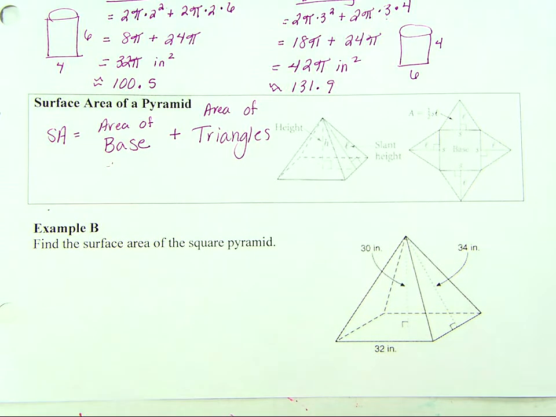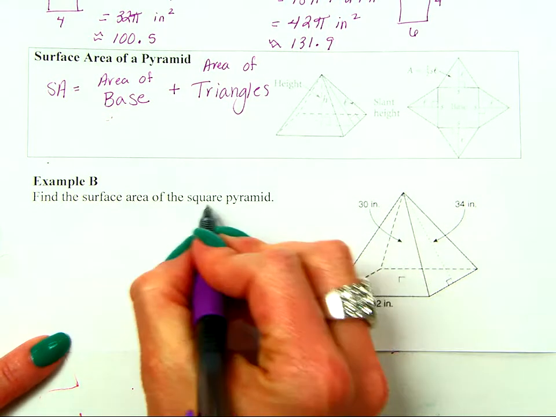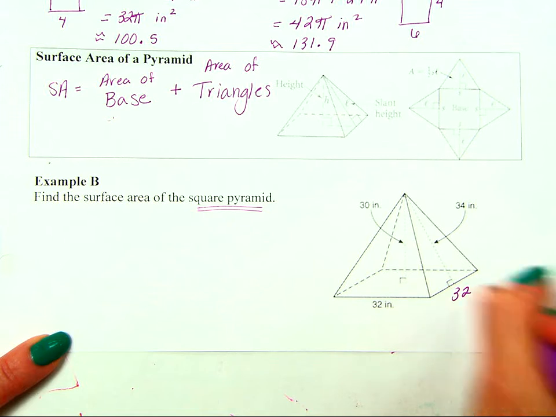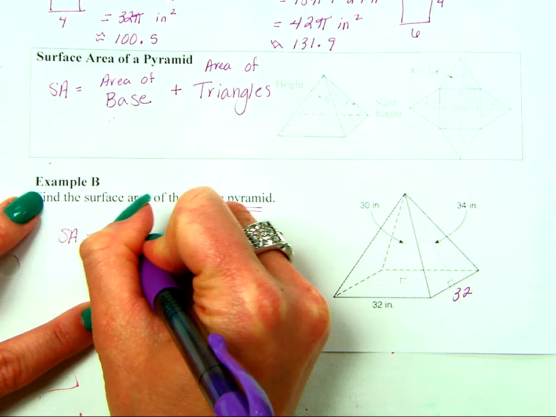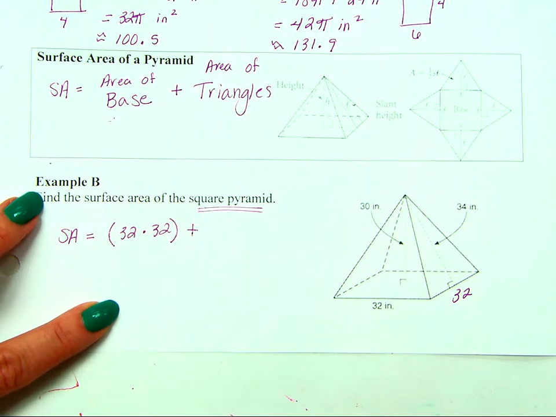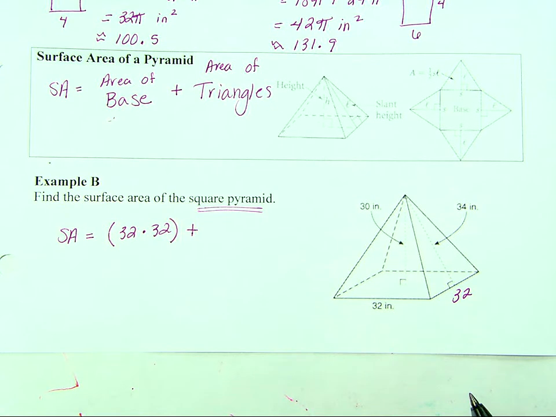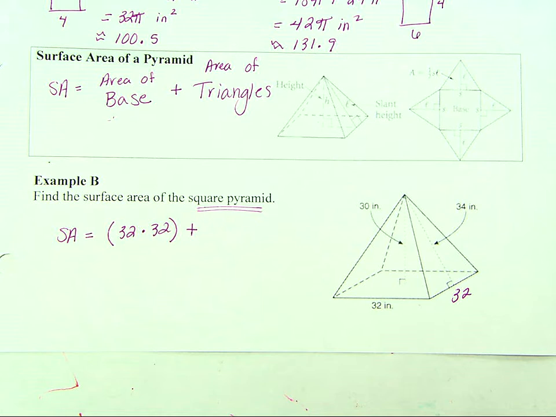When I take a look at example B, it asks me to find the surface area of my square pyramid. If this is a square pyramid, I know that my base is just going to be 32 times 32. But we need to add in the sides, and on the sides we have triangles. We have 4 of them. We know a triangle is 1/2 base times height. My base of my triangle is 32. The question is, what is the height of my triangle? Is the height of my triangle 30, or is it 34?